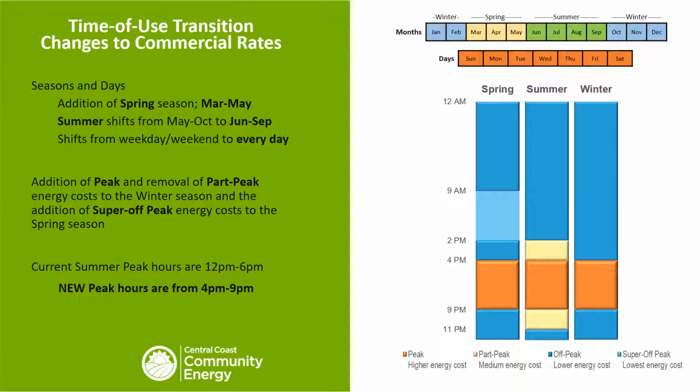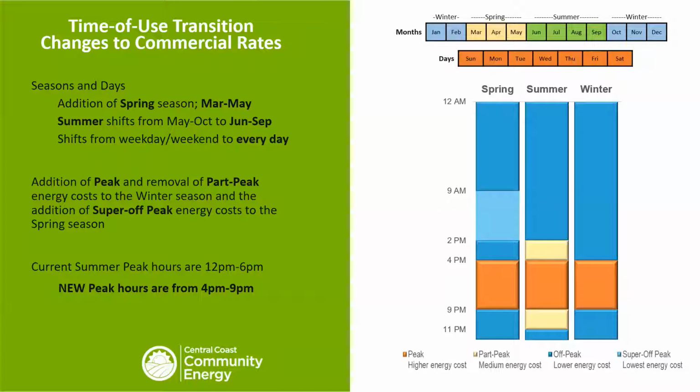So we're seeing the addition of this spring season, which we didn't have before. The spring season will be March, April, and May. We'll see a sort of super off-peak, low-cost period from 9 a.m. to 2 p.m. in the spring. During the spring, summer, and winter, there will be an on-peak period, but that on-peak period that used to run from about 12 p.m. to 6 p.m. is now 4 p.m. to 9 p.m. So again, we're seeing a shift there as a result of a large amount of renewable generation coming onto the market.